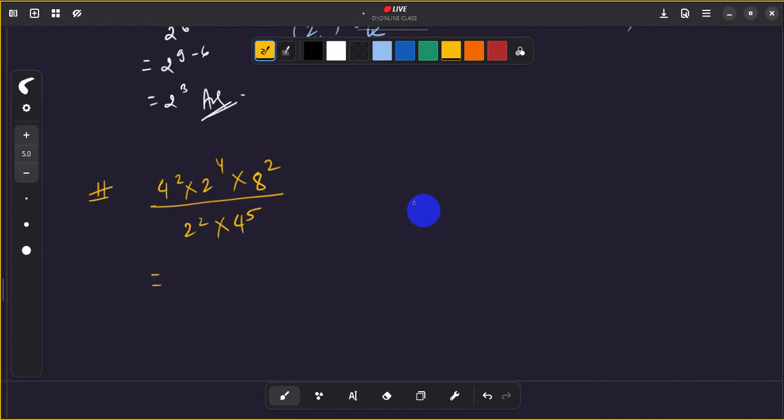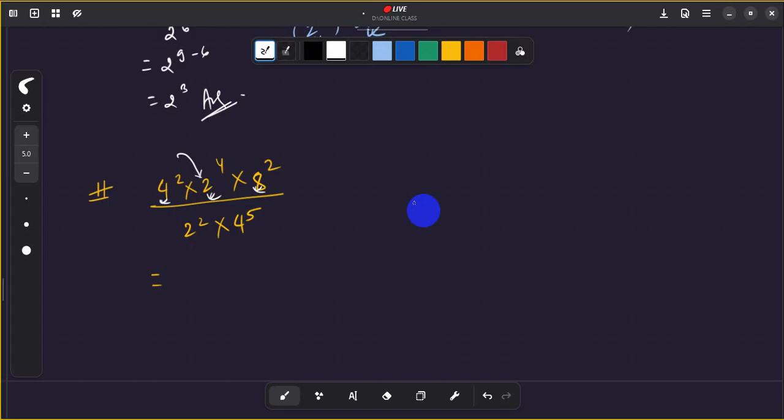Now look at this. If we look at the basis of this question, here is 4, here is 2, here is 8. Among these, which one is the smallest value? Is this 2? 2 is the smallest value, right? It means this 4 and 8 must be expressed as the power of 2.